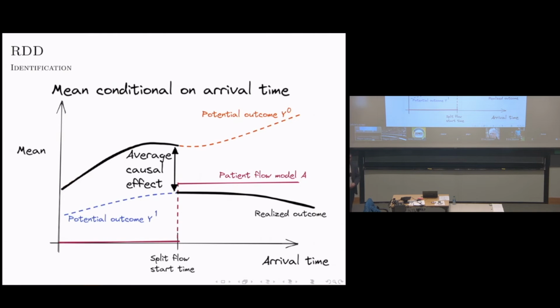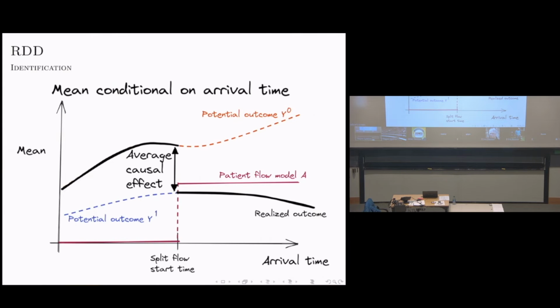What essentially these identification strategies are saying is that if something like this figure is happening, then I can estimate the average causal effect as the jump between this curve right here and this curve right here. It is continuous around the cutoff, so I can estimate the average causal effect.